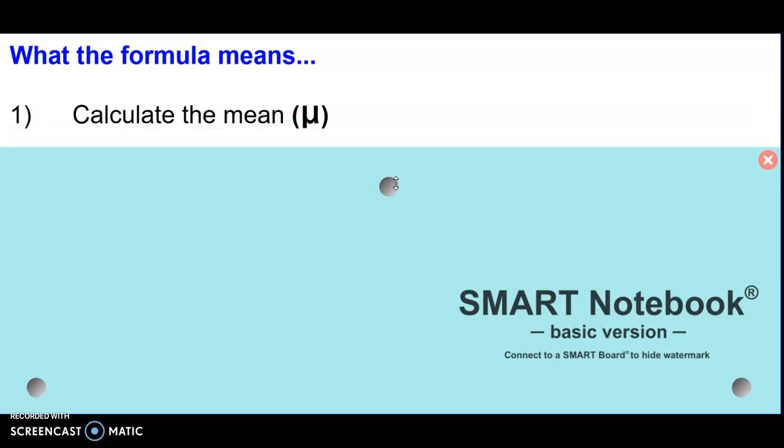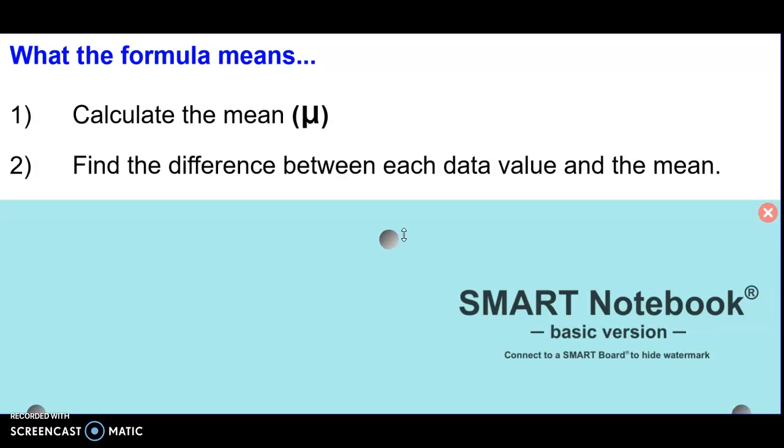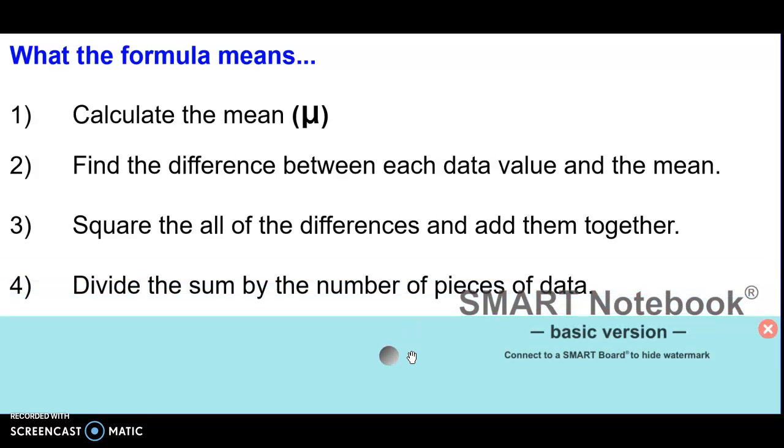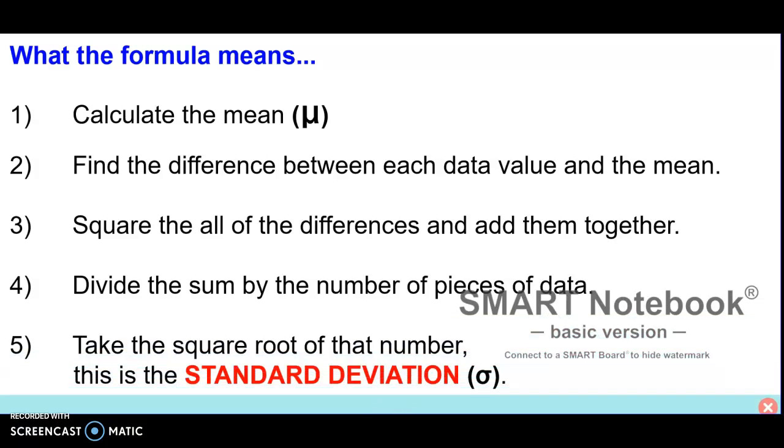So first, how we're going to calculate this is we need to know the mean. So we know how to get the mean from a few days back, right? So we add up all our data and divide by how many numbers there were. Then number 2, we're going to find the difference between each data value and the mean. Then 3, we're going to square all the differences and add them together. 4, then we're going to divide by the number of pieces of data. And then 5, you're going to take the square root of that number, and this is the standard deviation, or the sigma. Okay, so these problems are very long and tedious. There's a lot of work that goes into them, okay?